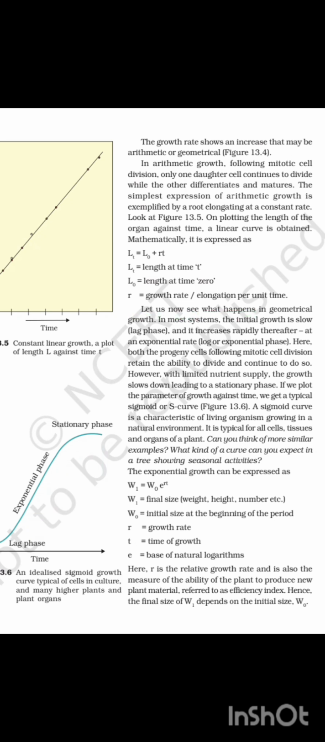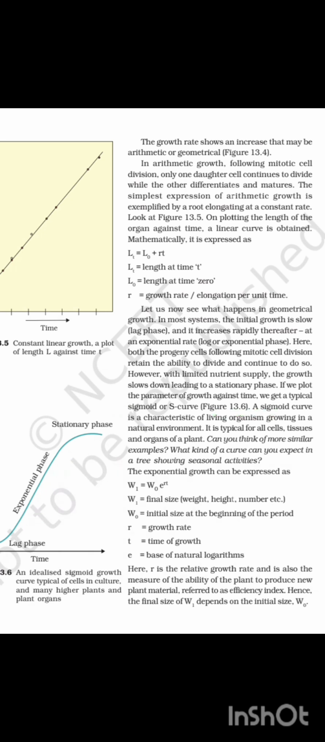Let us now see what happens in geometrical growth. In most systems, the initial growth is slow, the lag phase, and it increases rapidly thereafter at an exponential rate, the log or exponential phase. Here both the progeny cells following mitotic cell division retain the ability to divide and continue to do so. However, with limited nutrient supply, the growth slows down, leading to a stationary phase. If we plot the parameter of growth against time, we get a typical sigmoid or S curve.